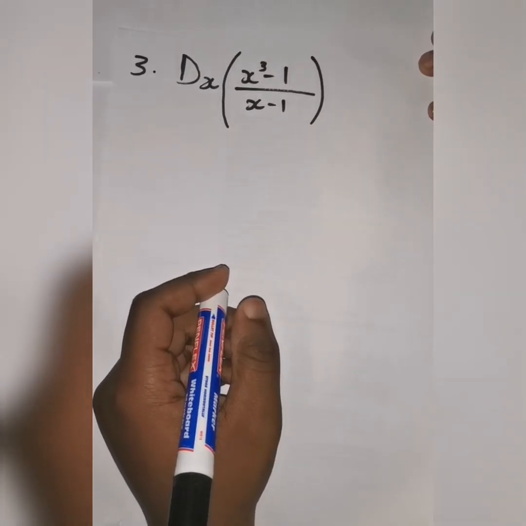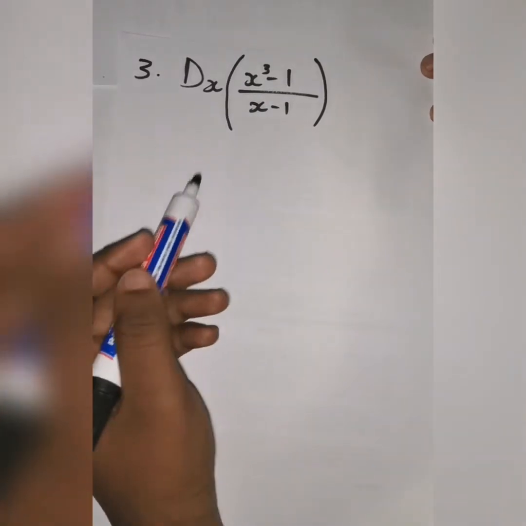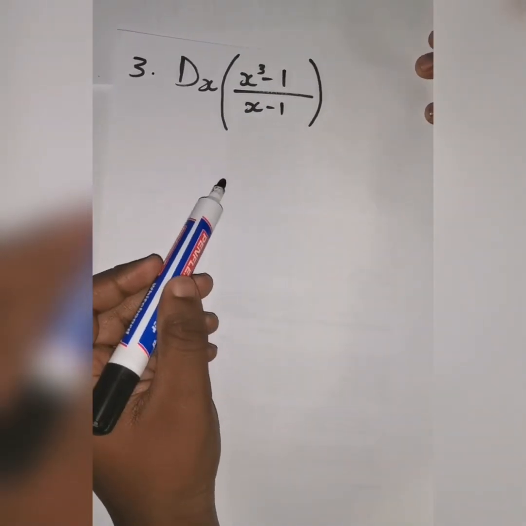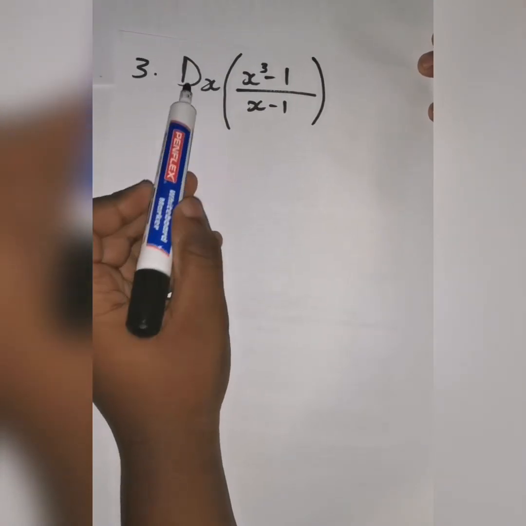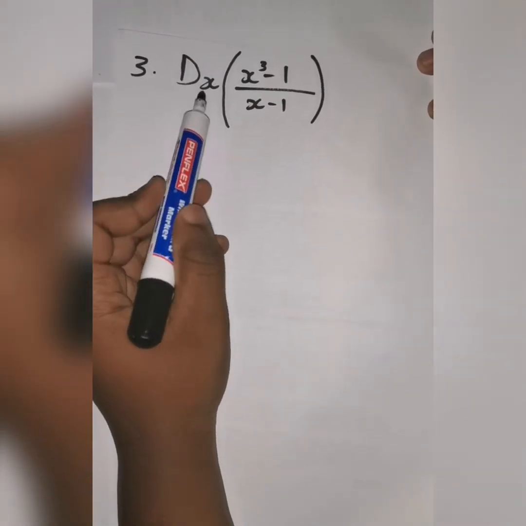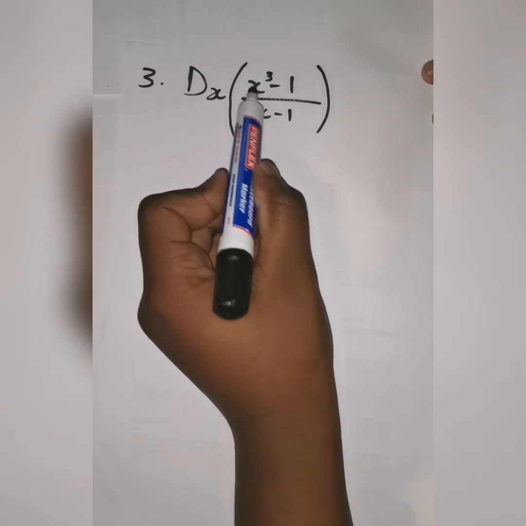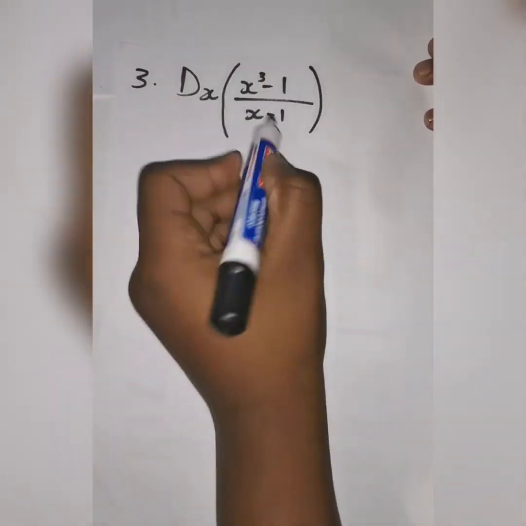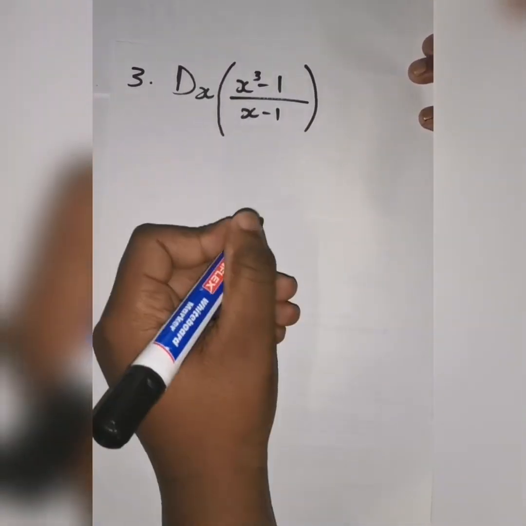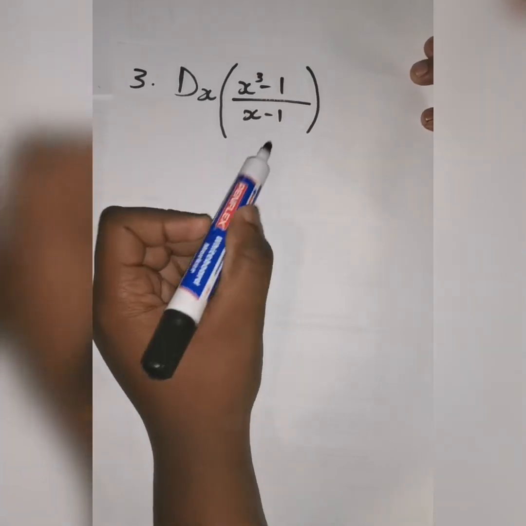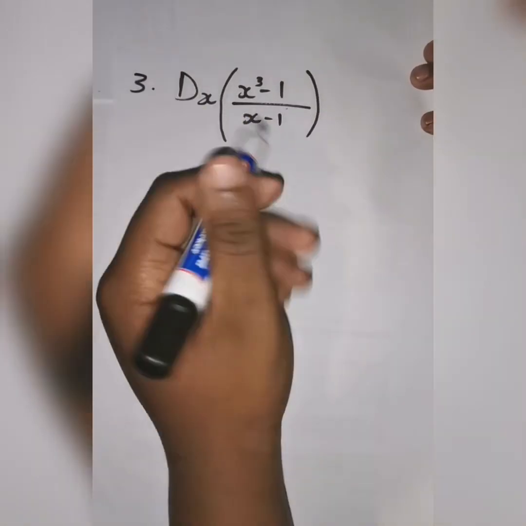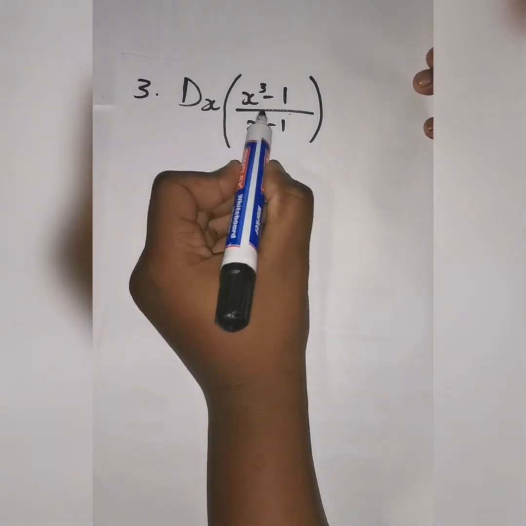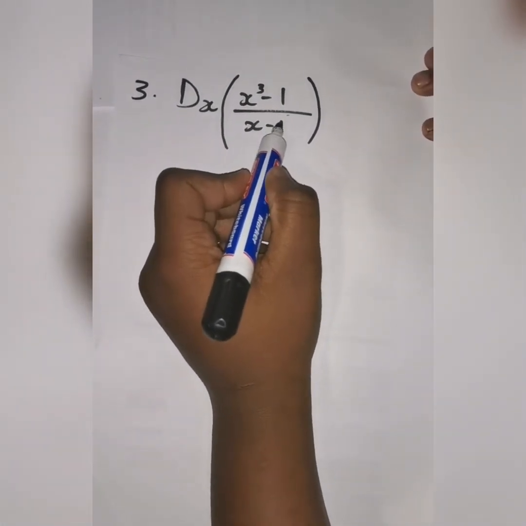So for our third question, this is what we have. So again, you need to first understand what is being asked. So it says dx. dx means differentiation in terms of x. So with differentiating what is within the bracket in terms of x, right? Okay, so looking at this, you cannot just differentiate straightforward from this. So we actually need to simplify this first, right?